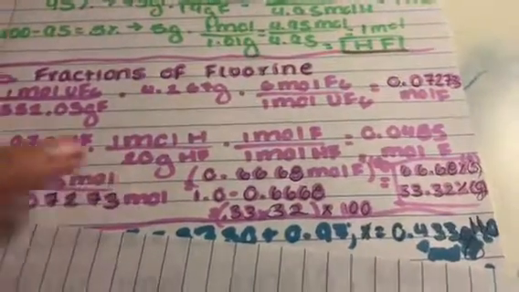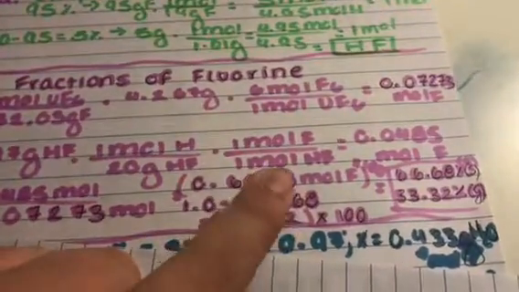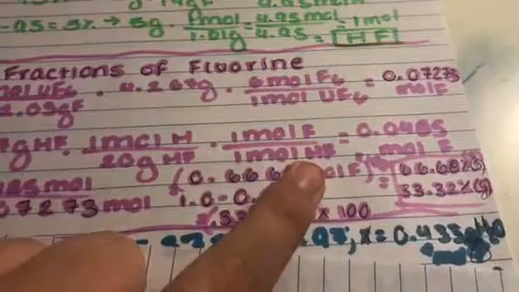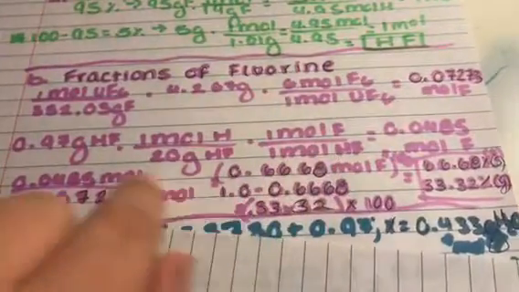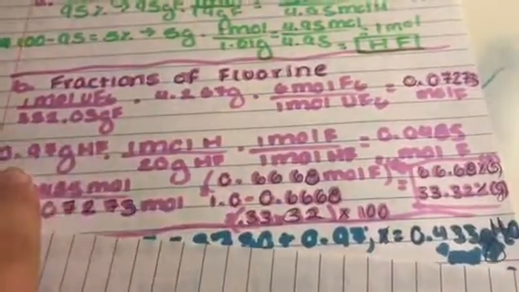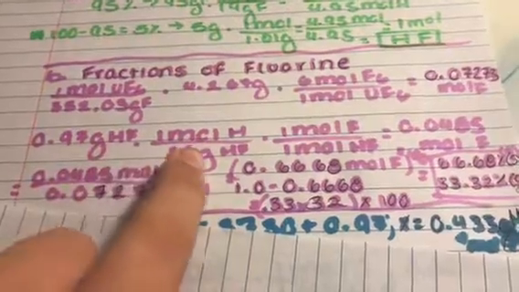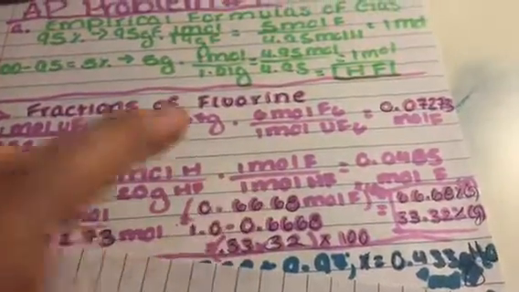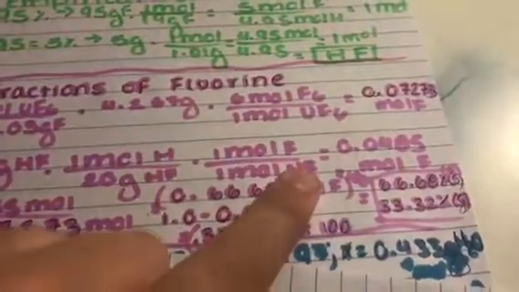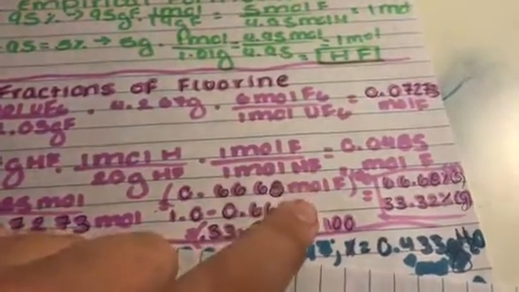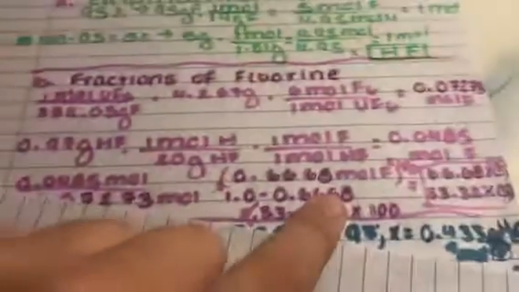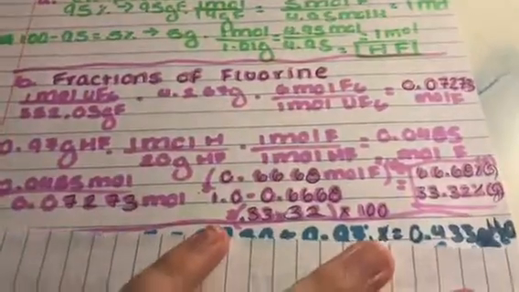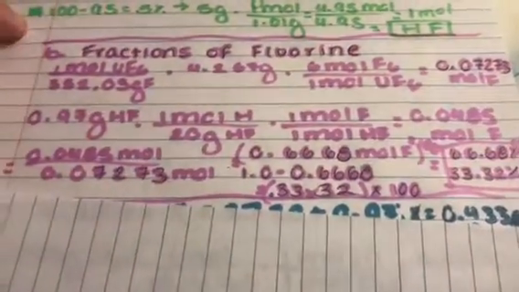From there, we do another molar ratio. For every 1 mole of the gas, there's 1 mole of fluorine. So all together, 0.97 divided by 20 times 1 is equal to 0.0485 moles of fluorine. So we know that, and that's all good. Now we can take the percent of it.